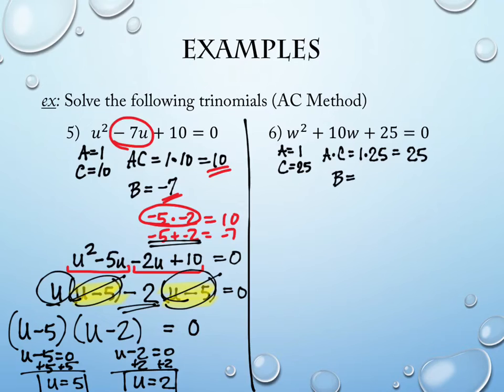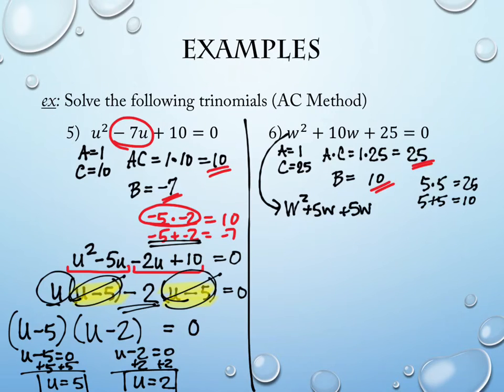The b value is 10. So I need two numbers that multiply to 25 and add to 10. 5 and 5, right? So 5 times 5 is 25. 5 plus 5 is 10. The numbers that I want are 5 and 5. So what I do is I take this equation and I rewrite the 10w in the middle as 5w plus 5w, and then I have my 25 at the end.